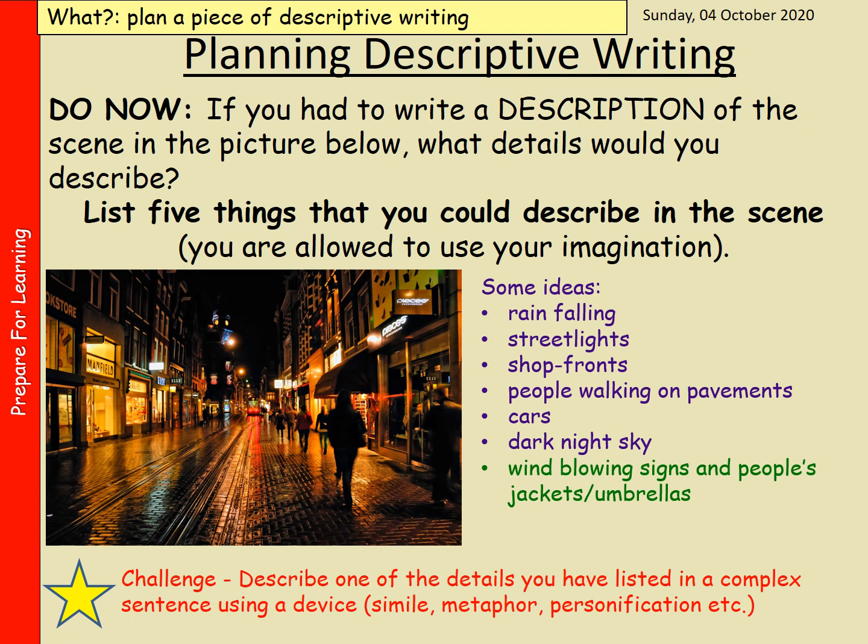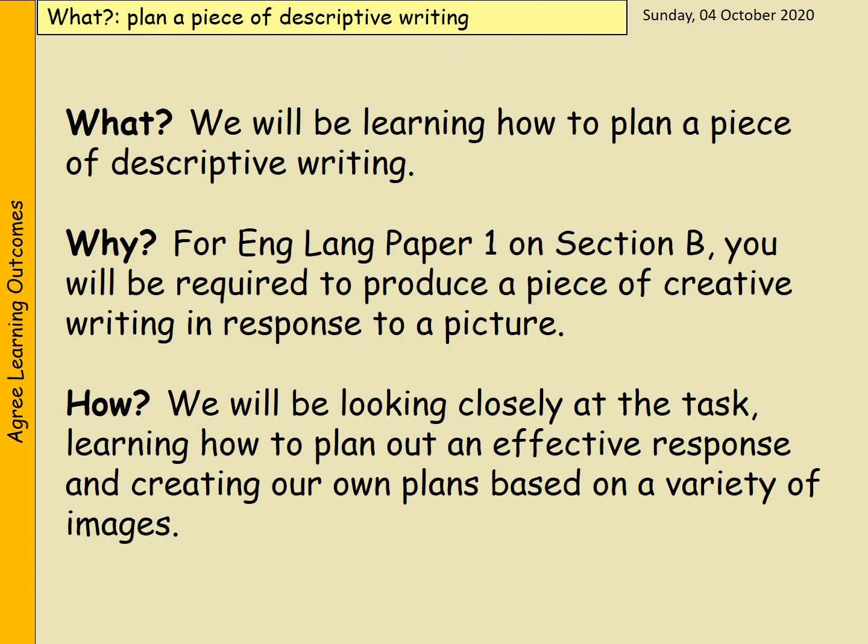So the wind, there could possibly be a bit of wind, blowing signs, and people's jackets and umbrellas. I don't see any umbrellas, but I could imagine them and put them into the scene. And then maybe a character, so a woman walking home with heavy shopping bags. Maybe I could describe that character in detail. So those are just some ideas, and I'm going to talk you through exactly what we're going to be covering in this lesson.